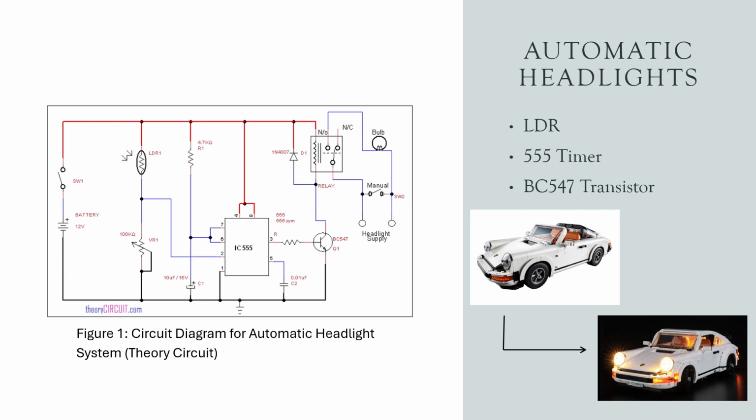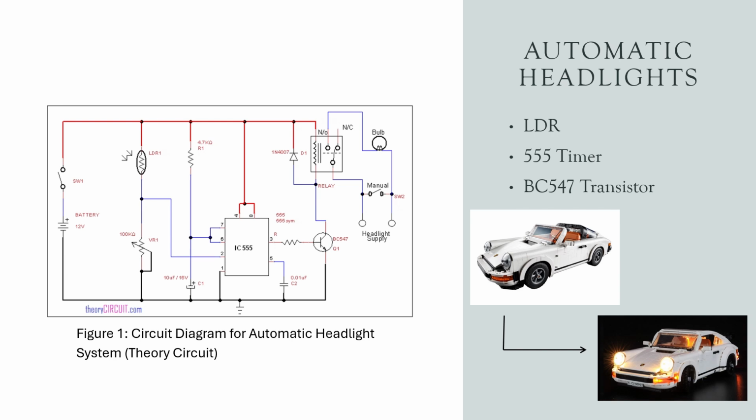The LDR and variable resistor form a voltage divider that changes the input voltage to the 555 timer depending on light intensity. When it becomes dark, the voltage on the 555 timer input triggers its output high, which turns on the BC547 transistor, which energizes the relay coil. The relay connects the power to the headlight bulb, which turns it on automatically. When light comes back, the LDR's resistance decreases, the relay deactivates, and the headlights turn off.